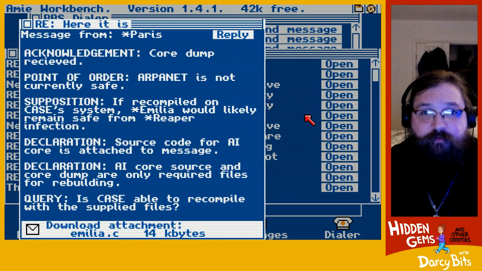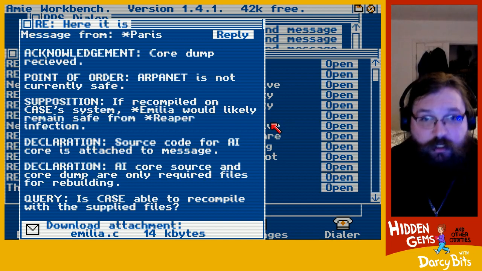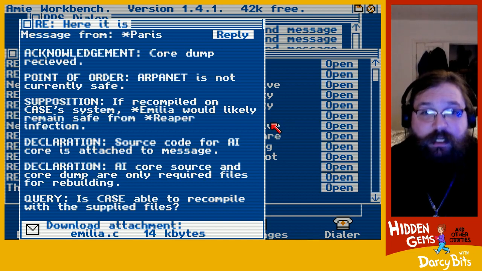Acknowledgement. Core dump received. Point of order. ARPANET is not currently safe. Supposition. If recompiled on Case's system, Amelia would likely remain safe from Reaper infection. Declaration. Source code for AI core is attached to message. Declaration. AI core source and core dump are only required files for rebuilding. Query. Is Case able to recompile with the supplied files?